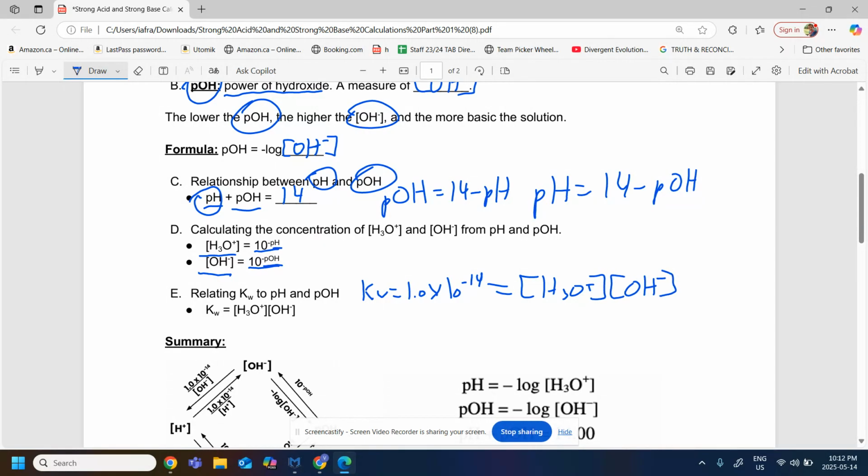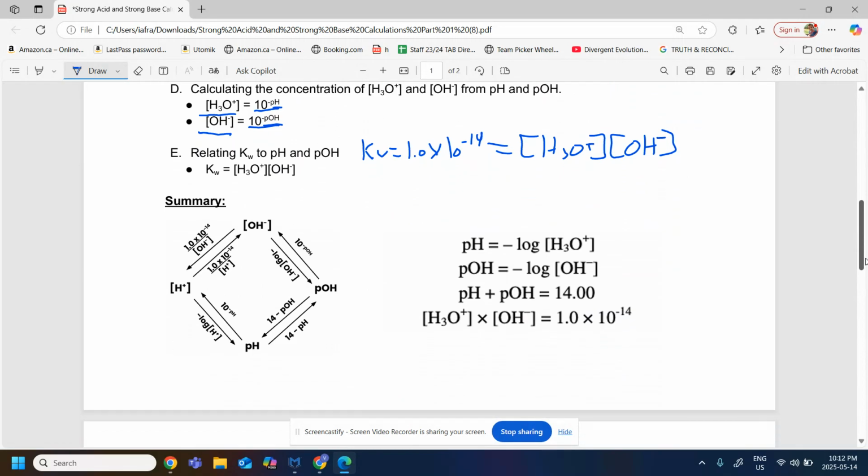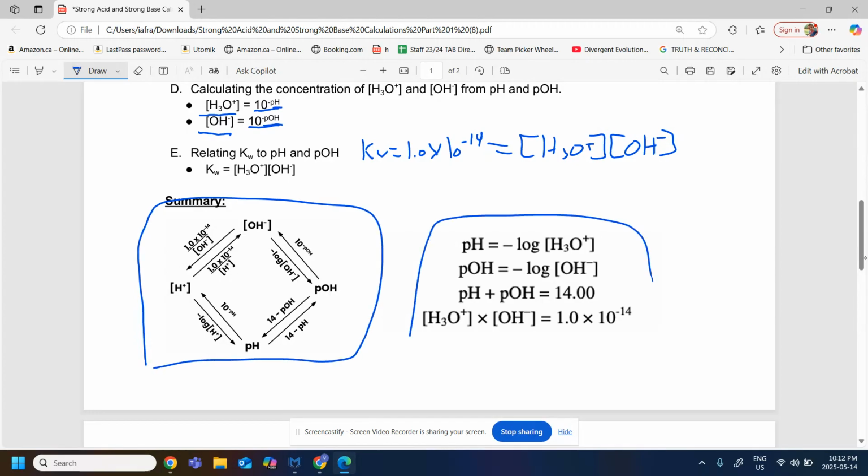So these are all some key relationships that we saw for acids and bases, and we're going to apply these relationships in the context of strong acids and strong bases. And later on, we're going to apply them in the context of weak acids and weak bases. But for now, we're going to focus more on the strong acids, strong bases. This is a little summary for all the different relationships and how you can go from one type of measure to another using the different formulas that we just saw.